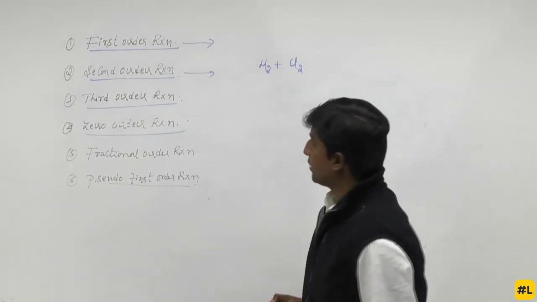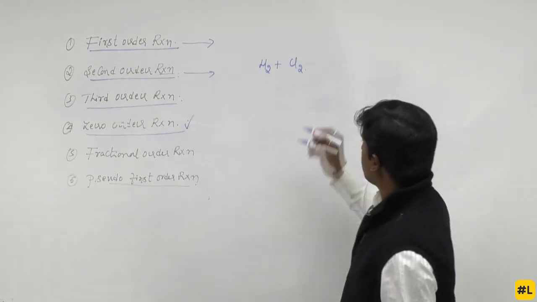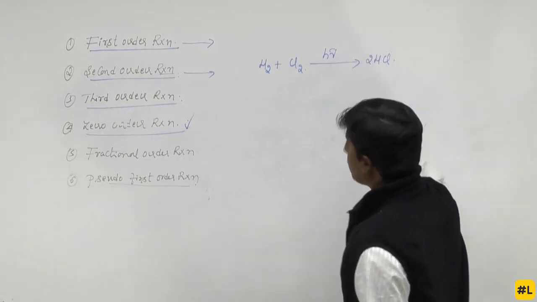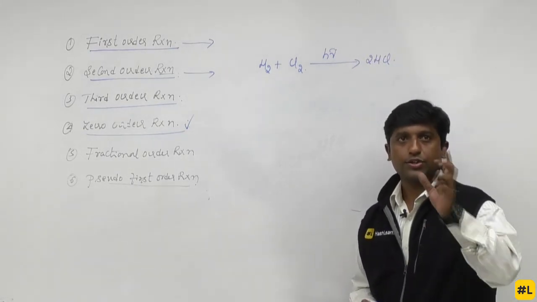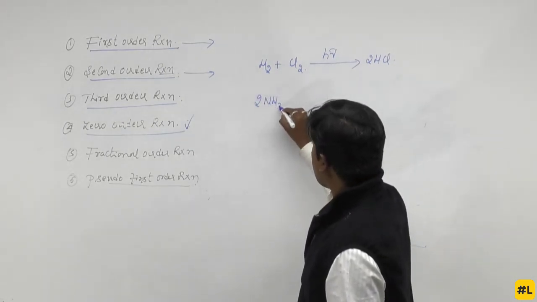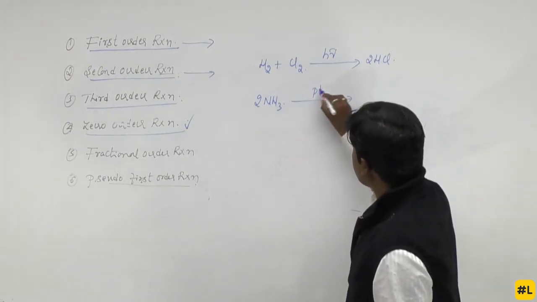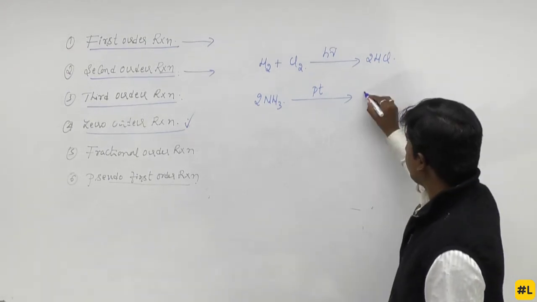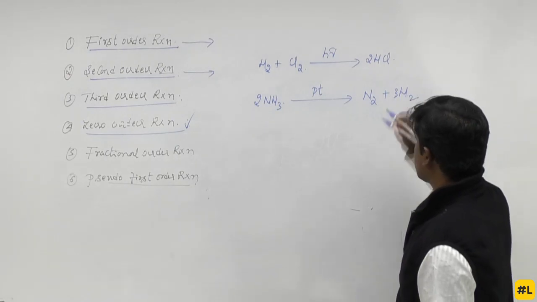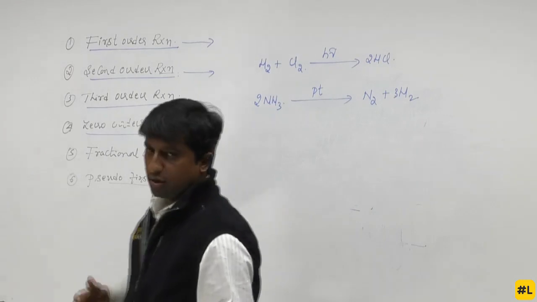Hydrogen combines with chlorine. This is what I am discussing as zero order. Hydrogen combines with chlorine in the presence of sunlight to give hydrogen chloride. This is an example of a zero order reaction. I take one more example, decomposition of ammonia. Ammonia decomposes in the presence of platinum catalyst to give nitrogen and hydrogen in the ratio 1:3. So, these two are examples of zero order reaction.